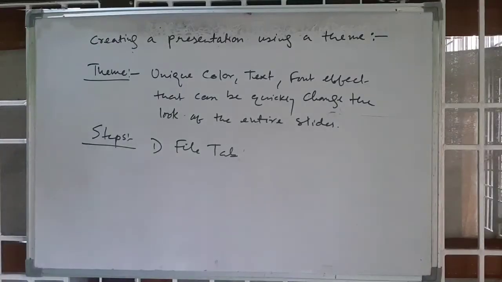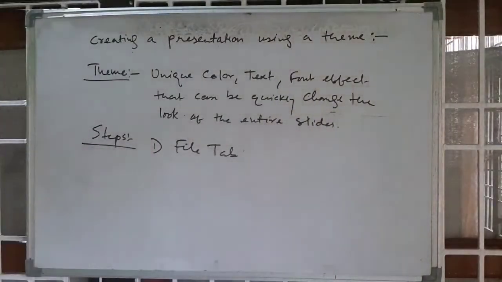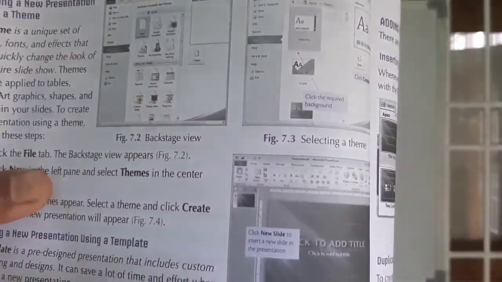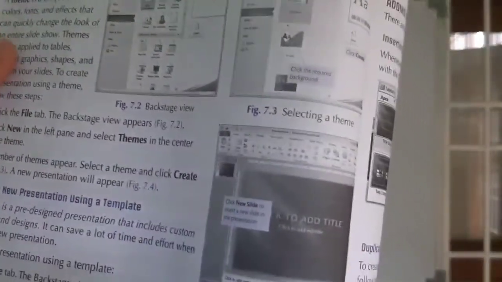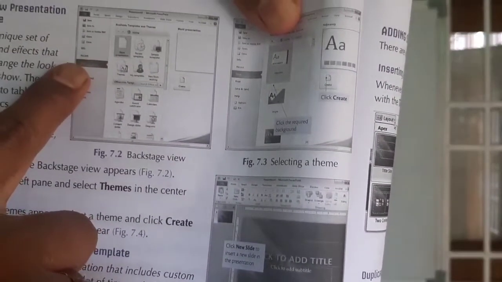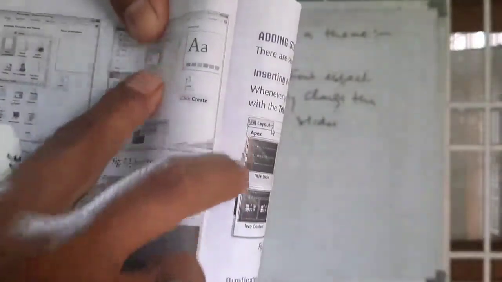This is called backstage view. After that click New in the left pane. There is a New option available. Then select Themes in the center.